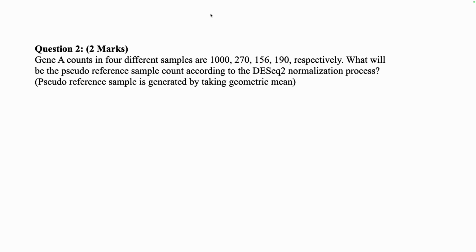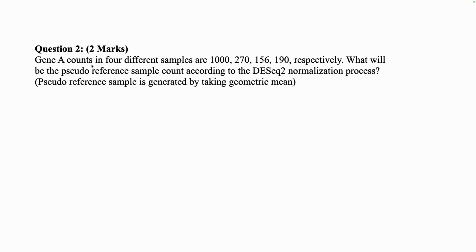Question number 2 states that gene A counts in four different samples are 1000, 270, 156, 190 respectively. What will be the pseudo reference sample counting according to DESeq2 normalization process? The pseudo reference sample is generated by taking the geometric mean. So here the gene counts of four different samples are given.